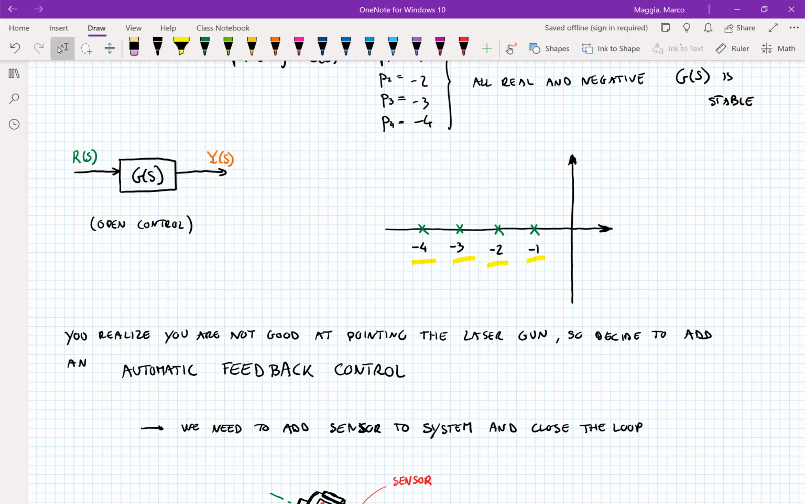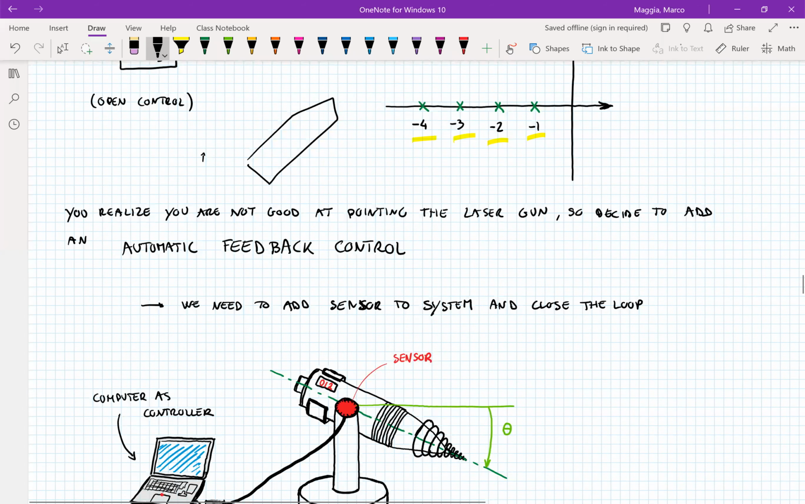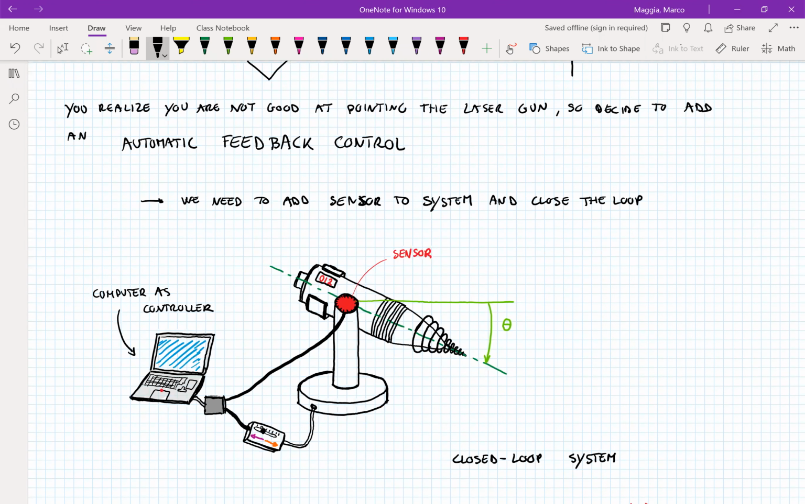Now, let's say that you don't really trust yourself and you're not sure you can really control the joystick. It's a little bit sensitive: you move it a little bit and then the laser gun moves a lot. And so you don't really trust your capabilities of controlling the laser gun using the joystick. So why don't we add an automatic feedback control? Well, that would be the sensible thing to do.